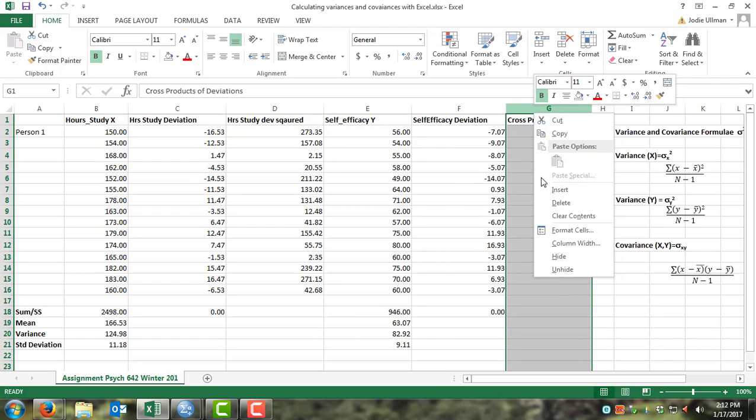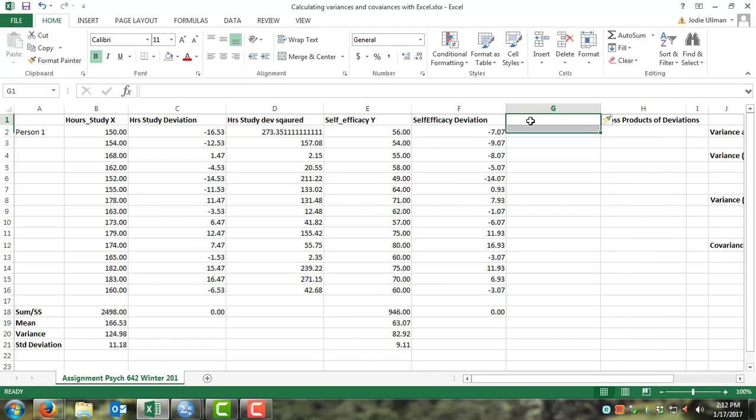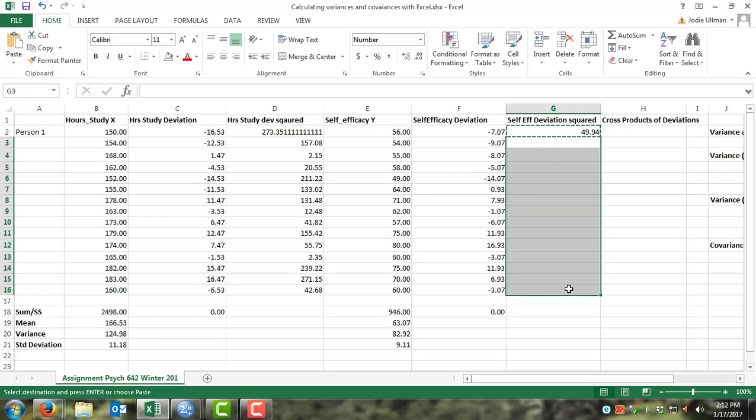Let's right-click, insert, and let's call this self-efficacy deviation squared. And more clearly, you could do this in many fewer columns. I'm spreading this out so that you can see all the different pieces to it. So we'll square these deviations. Uppercase 6, get the little hat, squared, and you have it. And we copy and paste on down.